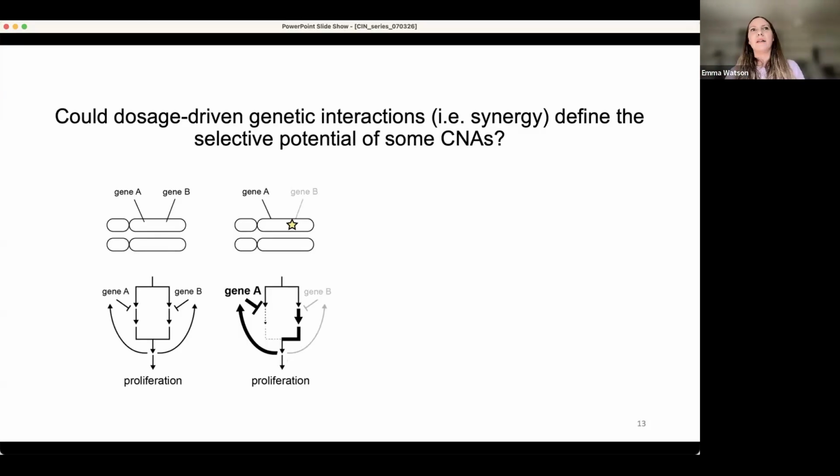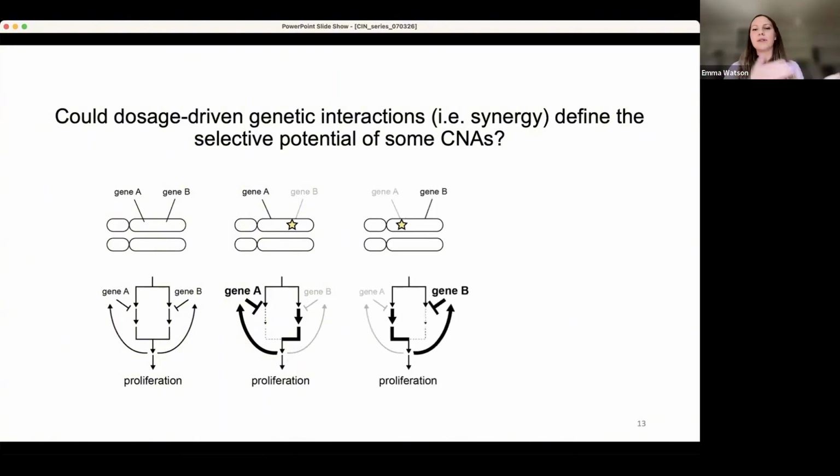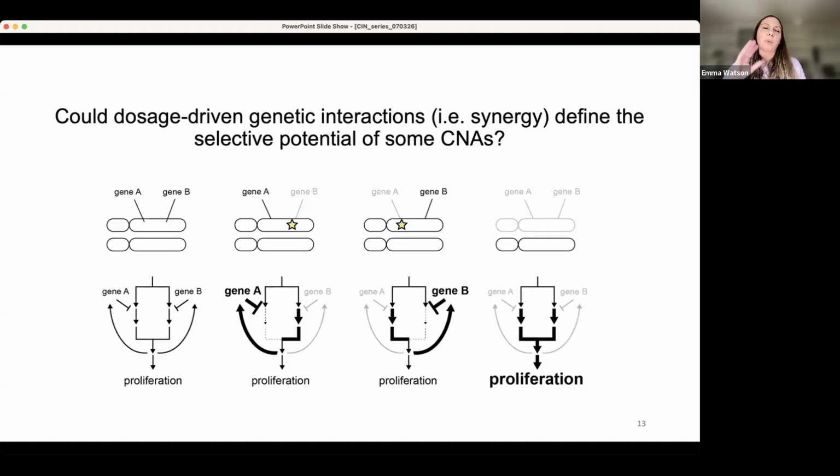You can maintain the same output of this pathway. Let's say it dictates proliferation, and the cells are fine. Same if you lose the other gene, because again, you have this alternative feedback loop that kicks in. So you, again, maintain a balanced output from this signaling pathway. But what happens if you lose both genes? So in that case, you've lost both negative feedback circuits. In this case, the pathway can't regulate itself, and you just get constitutive activation of signaling through the pathway.